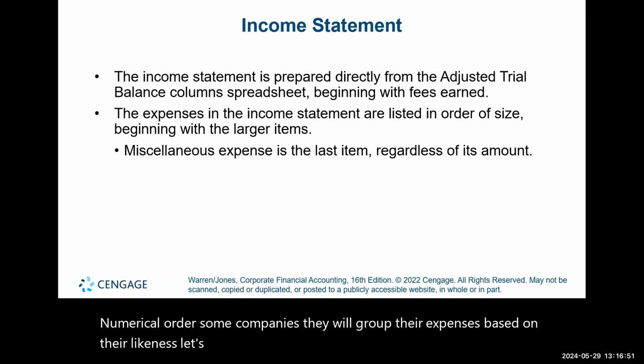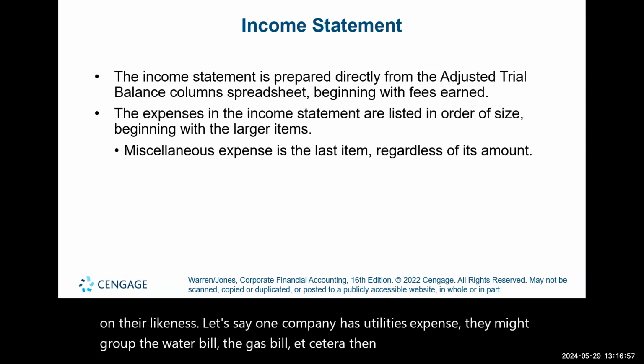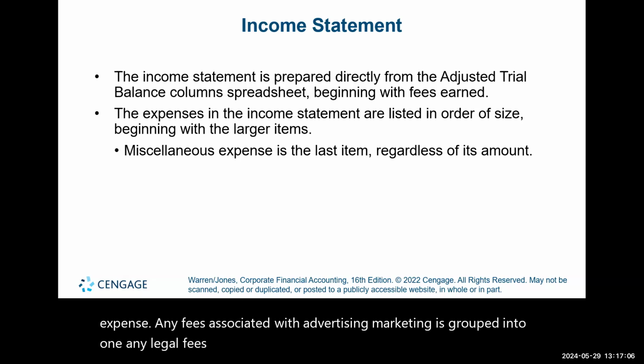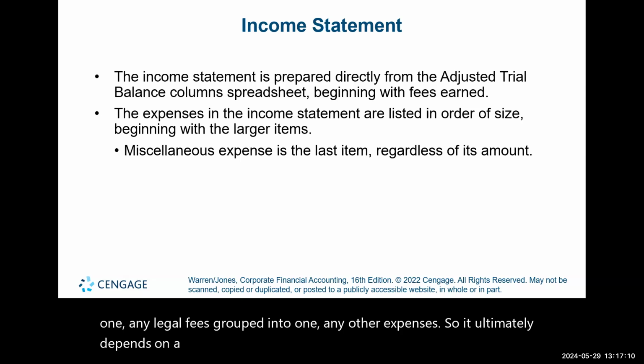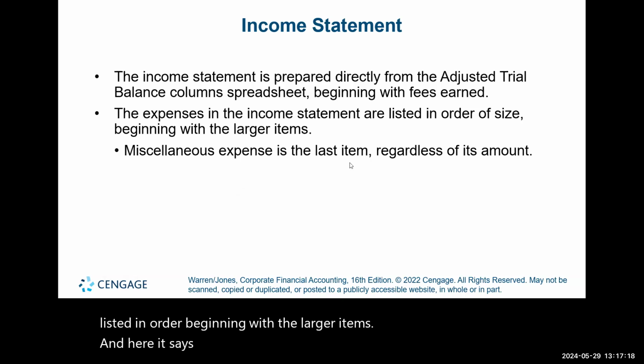Let's say one company has utilities expense, they might group the water bill, the gas bill, etc. Then they have advertising expense. Any fees associated with advertising, marketing is grouped into one. Any legal fees grouped into one. Any other expenses. So it ultimately depends on a company, but for this example in particular, they are listed in order, beginning with the larger items. And here it says miscellaneous expenses is the last item, regardless of its amount.